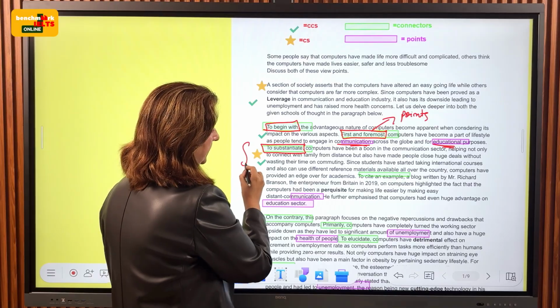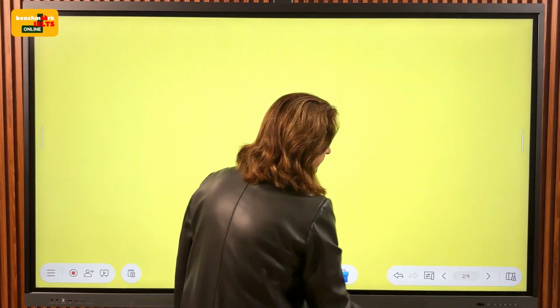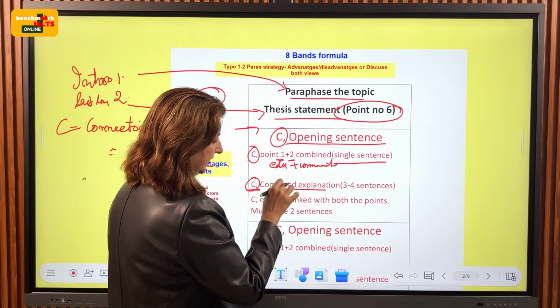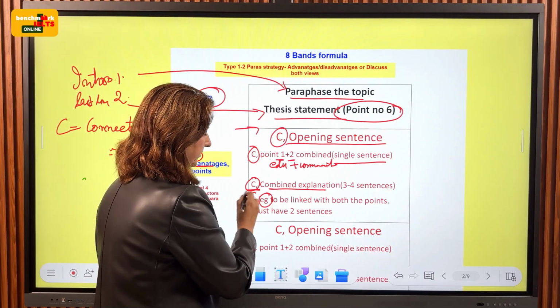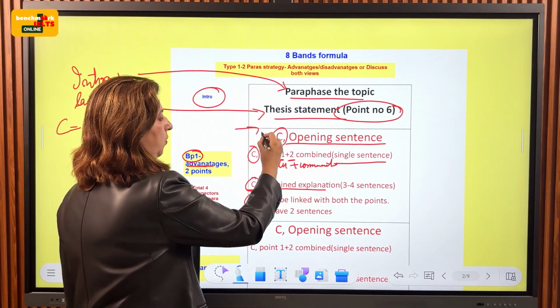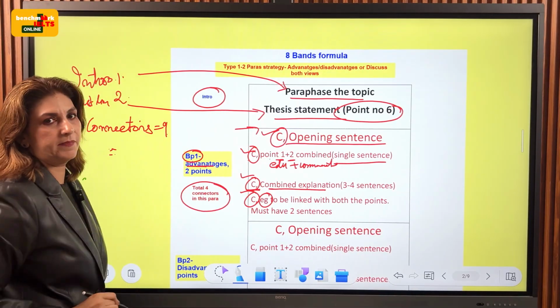Then this entire part is the explanation. And finally, your paragraph always ends with an example, but you have to highlight it. For example, to exemplify. So 1, 2, 3, 4, only 4 connectors in this para.